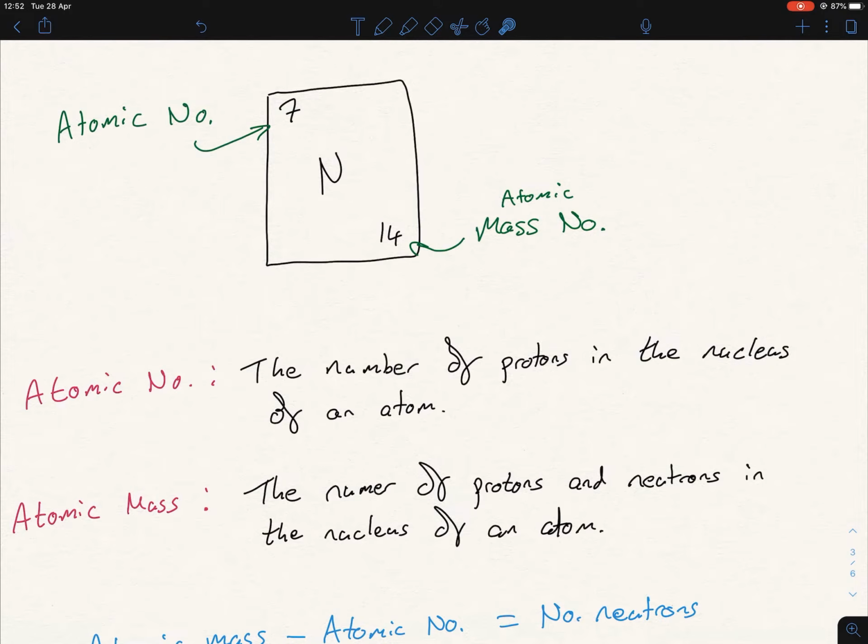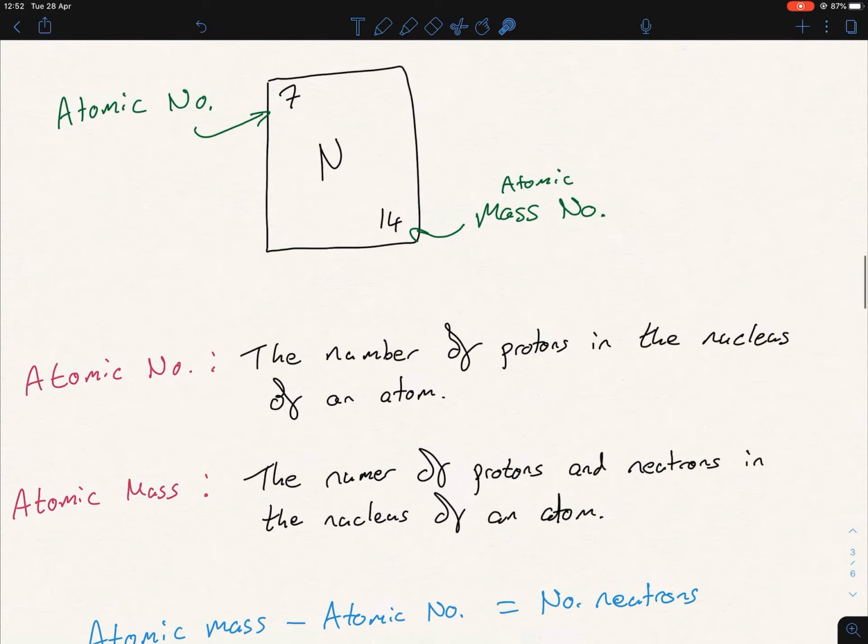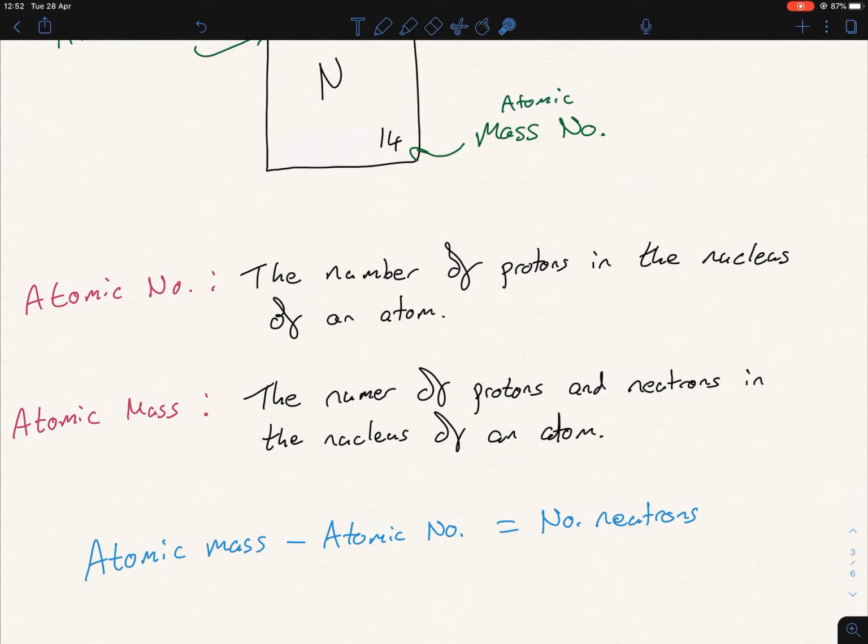Now, if you think about it for neutral atoms, for this one here, guys, we have 7 protons, 7 neutrons, and 7 electrons. That's not always the case, so just bear that in mind. Protons and electrons are often the same, but the number of neutrons, which is 7 from 14, isn't always the same. So just bear that in mind.